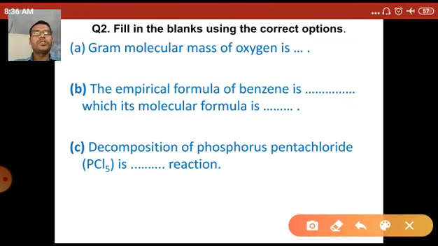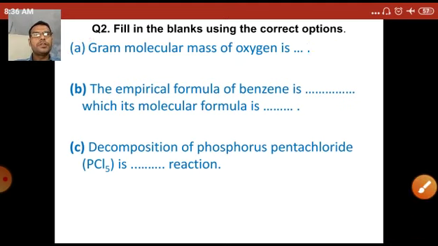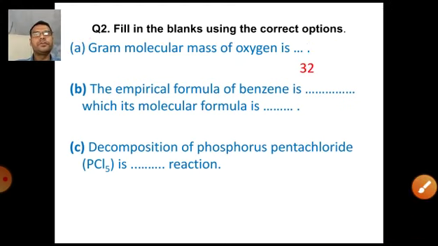Now the next question, question number 2. Fill in the blanks using the correct options. A number, gram molecular mass of oxygen. So gram molecular mass of oxygen is equal to the molecular mass of oxygen, and that is equal to 32. So the answer is 32.